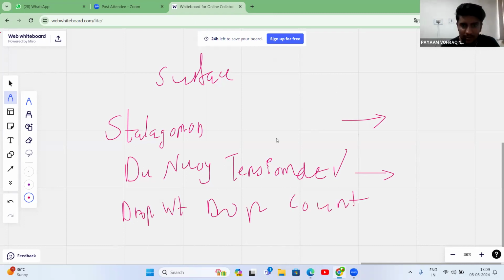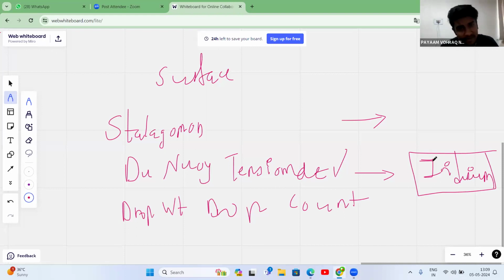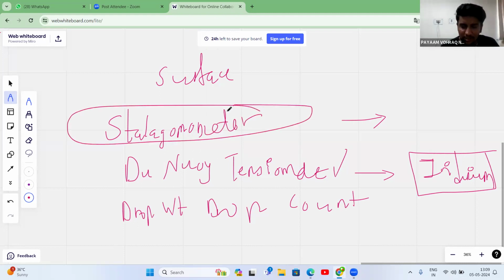Very good. Platinum iridium ring. It is a mixture of platinum and iridium. This was a GPAT 2017 or 18 question. Stalagmometer. I hope you all have heard about the stalagmometer. It's nothing new to us.